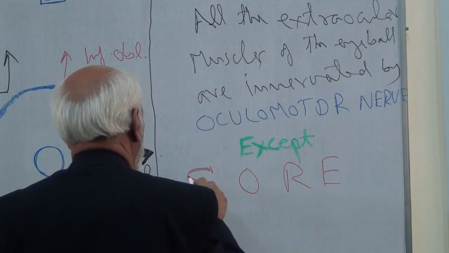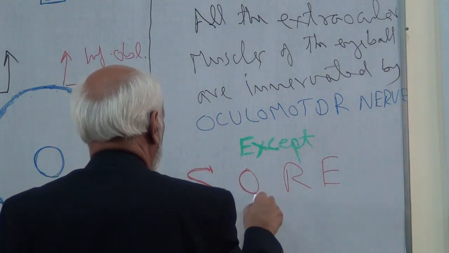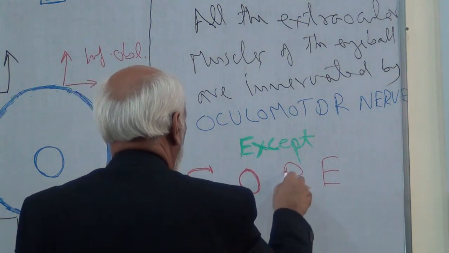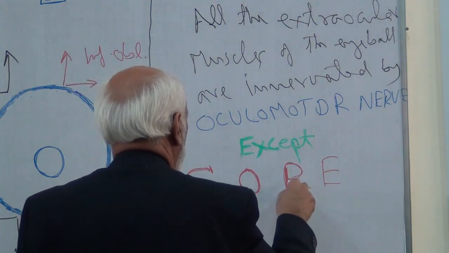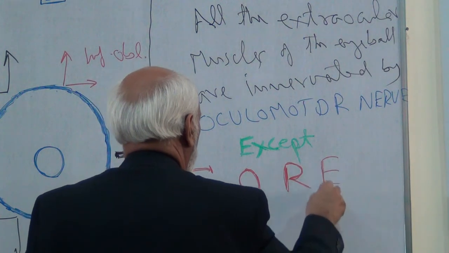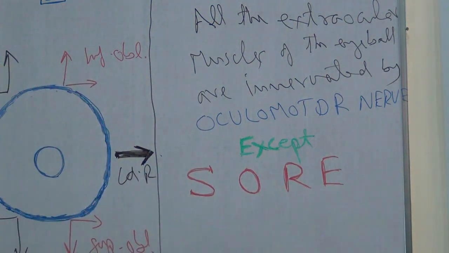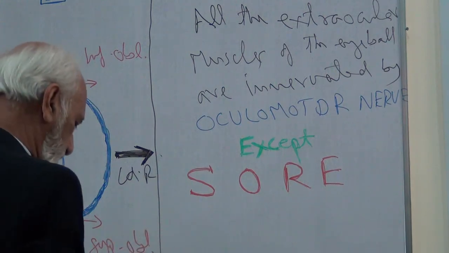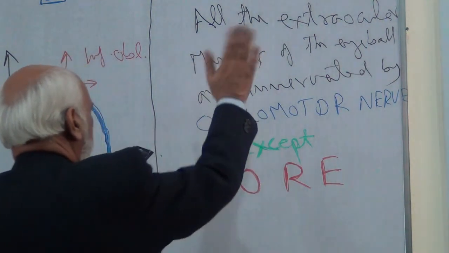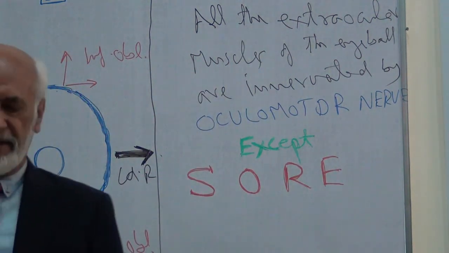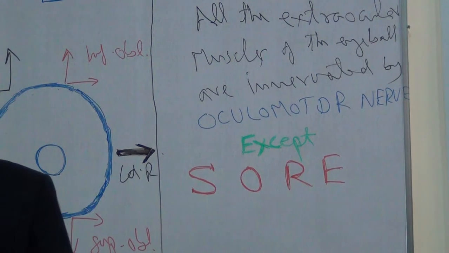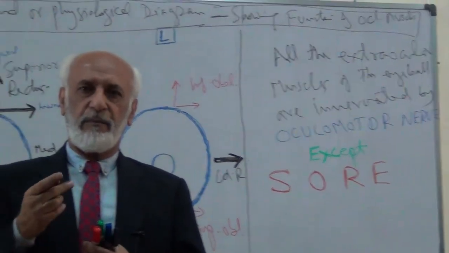Sore means bitter taste. You say bitter, sore throat, a term sore. Bitter taste, irritating taste, sore. So all the extraocular muscles of the eyeball are innervated by the oculomotor nerve except two muscles, except SORE.